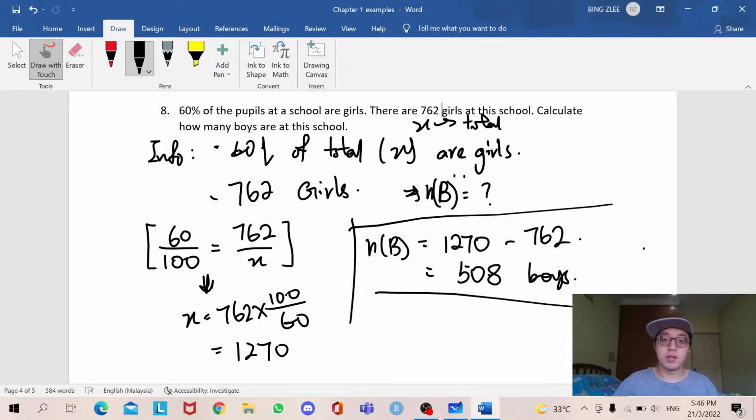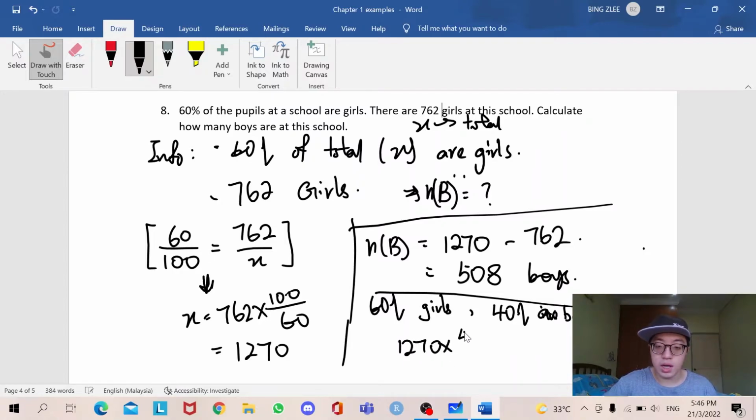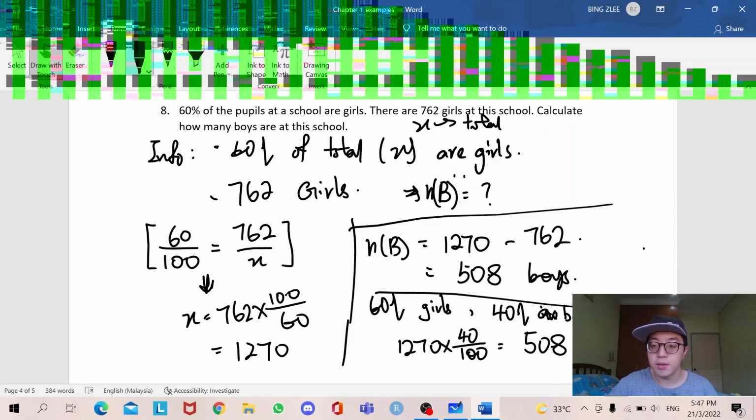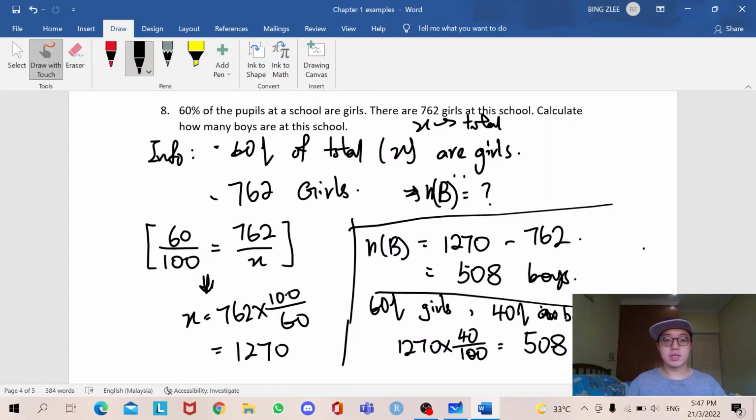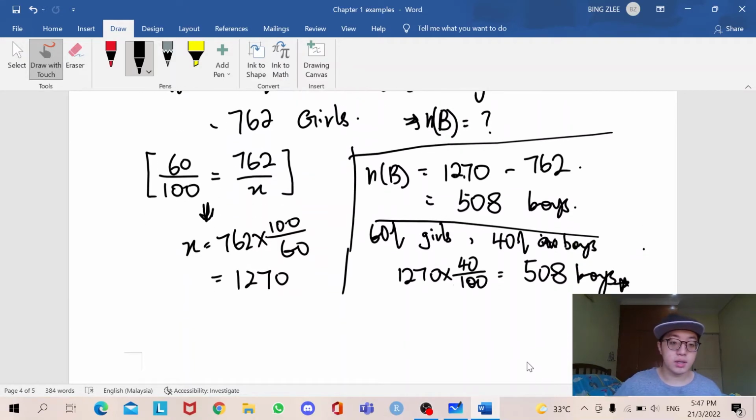And what's the second method? If you want to double check it, since 60% is girls, then we know that 40% are boys, right? So we will take 1270 times 40 divided by 100. Then from here, you can further prove that the answer is the same as 508 boys. All right, so this is how a percentage question will work. And let's look at the next example.